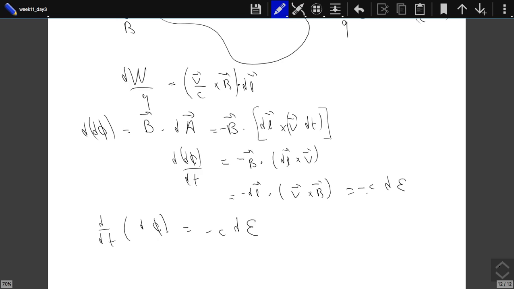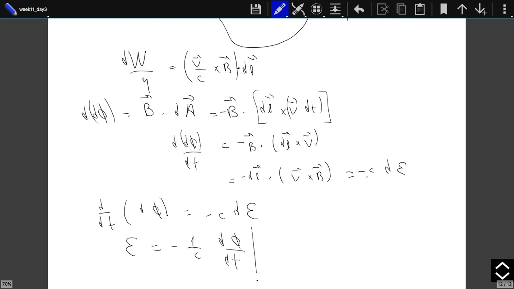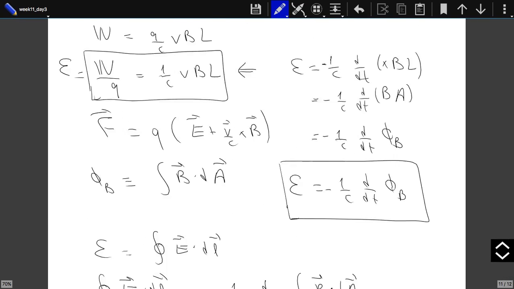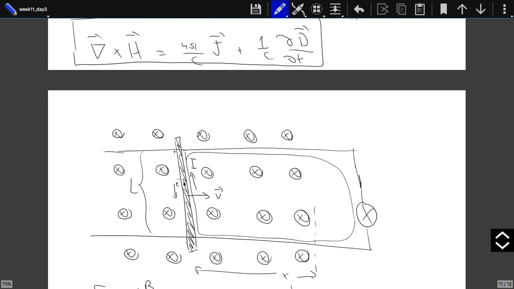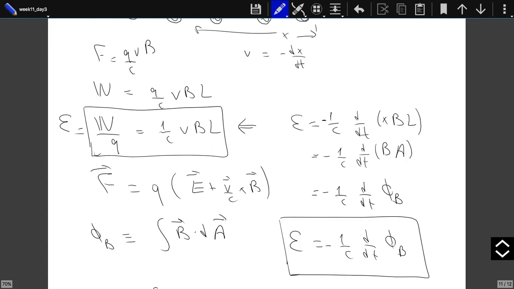You just integrate both sides. You get ε is equal to minus 1 over c times dΦ/dt. The integral of dΦ gives me the total flux Φ. The integral of dε gives me the total ε. What exactly do you do? We started from here, and in this simple example, we showed that ε is minus 1 over c times the rate of change of the magnetic flux.